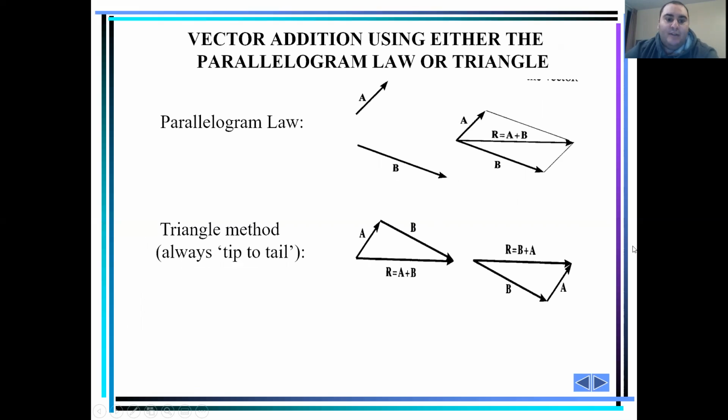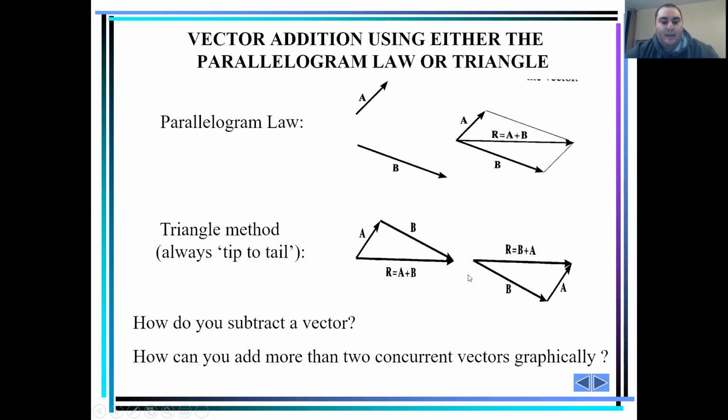Or you can use the triangular method, which is always tip to tail. So basically, if we want vector A plus B, we use the tip of vector A and attach it to the tail of vector B. Same thing, if we want vector B plus A, we have to attach the tip of vector B to the tail of vector A. So it's always basically tip to tail. This is the triangular method of adding vectors.